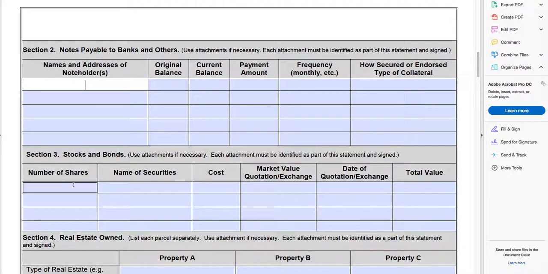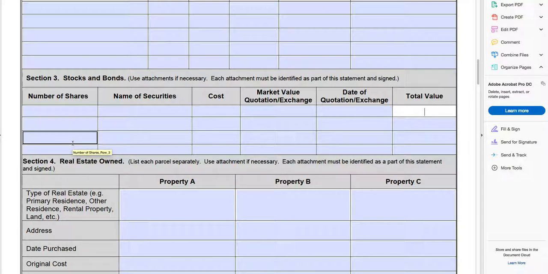From there, section 3, you'll want to list out all the stocks that you own, the number of shares, the name of the security like Apple, the amount you spent to buy that stock, the current value of that stock, the date that you got the value of the stock or the quotation, and the total current value of the stock. If you have more than 4 stocks, which a lot of people do, it's really important to add an additional document that lists that out, and put that on a separate page in an appendix.